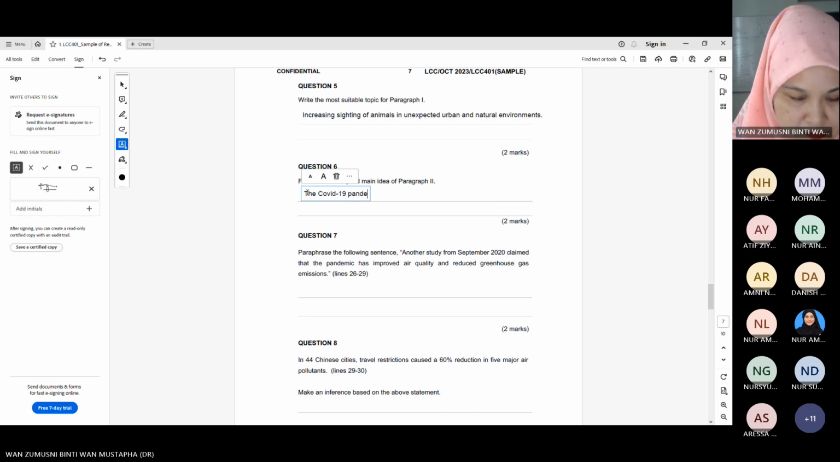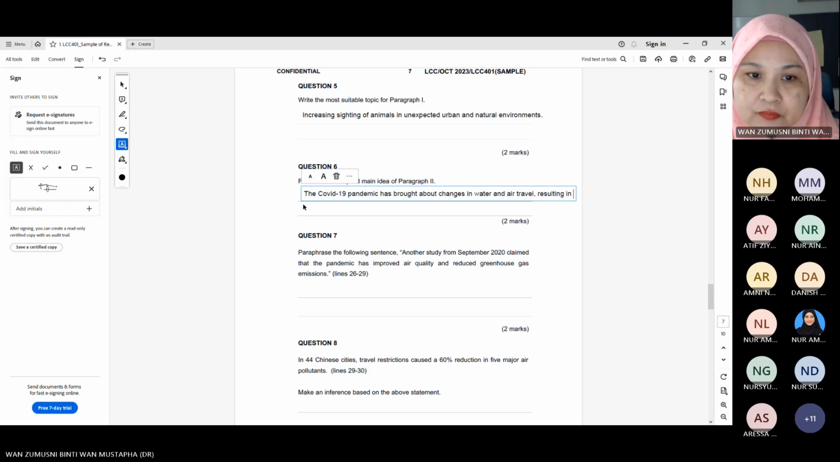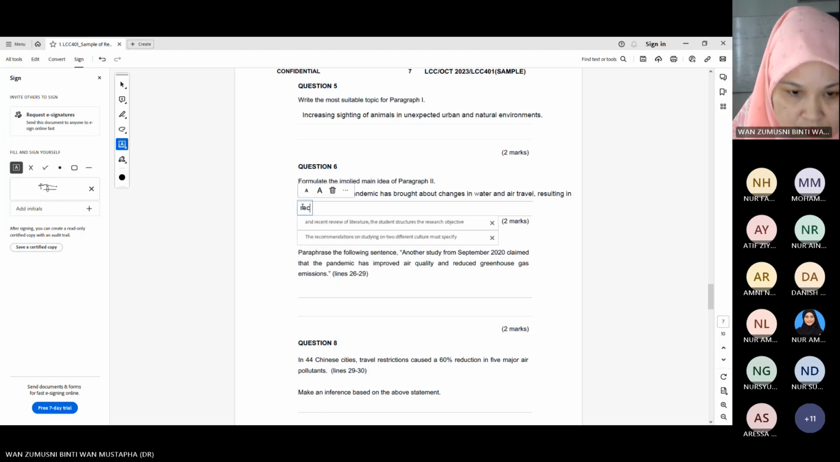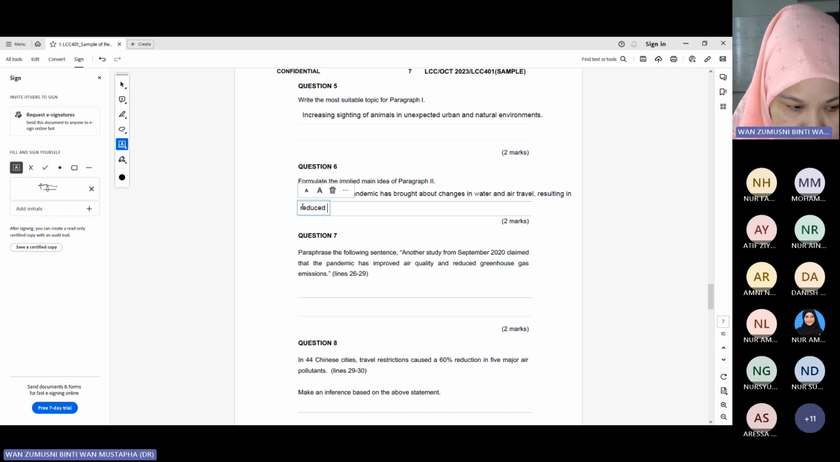COVID-19 pandemic brought about changes in water and air travel, reduced risks to marine animals and a decrease in bird strikes.